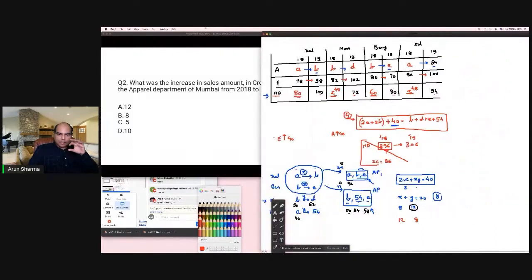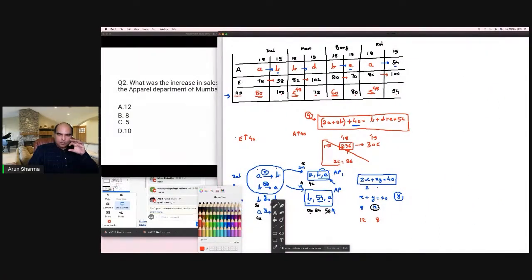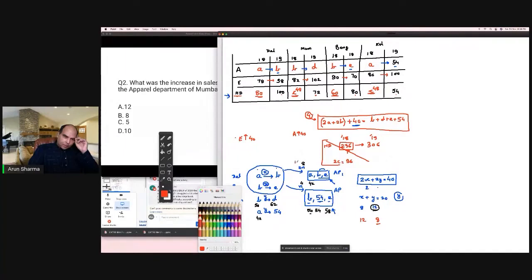I'm just expanding this so that I can write bigger. So if I take y as 8 and I take x as 12, here x is basically 2n, right? n is the common difference of this progression. So if this is 12, this becomes 6. If this is 6, then these numbers are 48, 54 and 60.